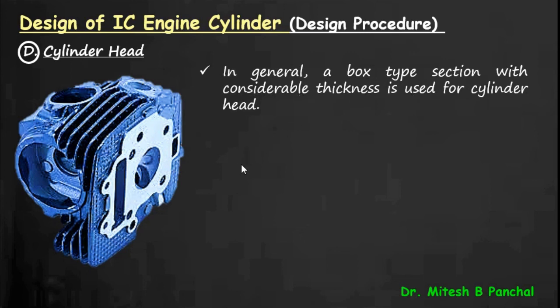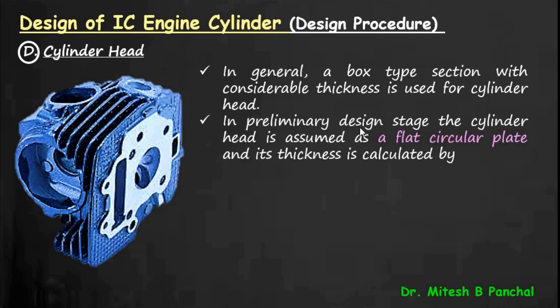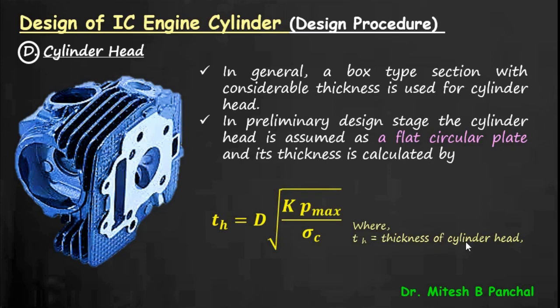In the preliminary design stage, the cylinder head is assumed as a flat circular plate and its thickness is calculated using this formula: Th equal to D under root K times P max divided by sigma C, where Th is the thickness of the cylinder head, K is a constant equal to 0.162, and sigma C is the allowable circumferential stress.